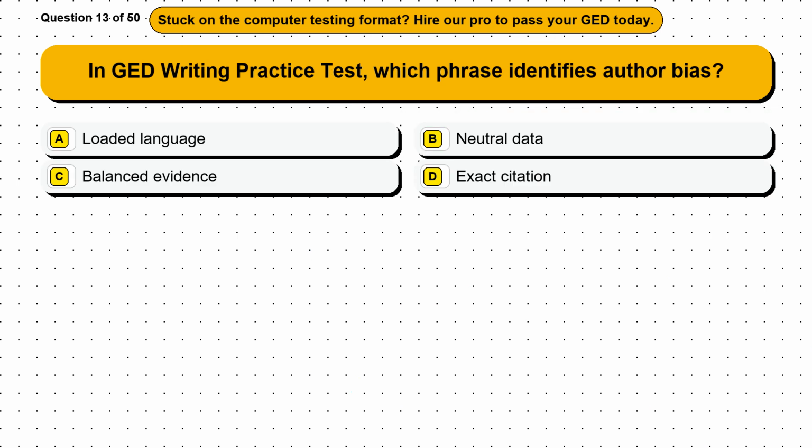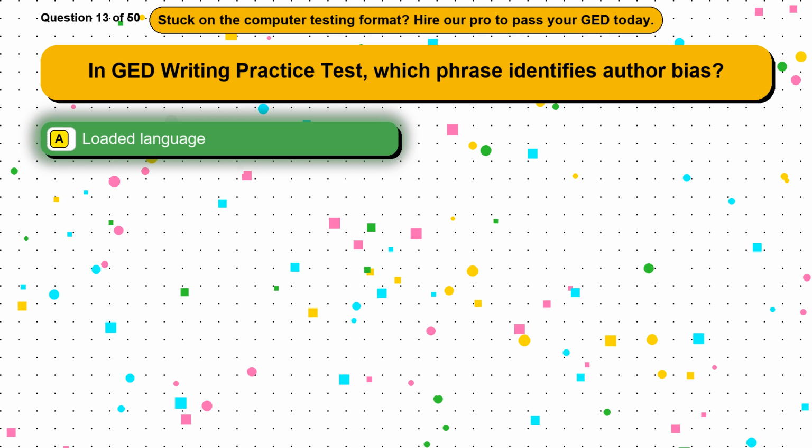Question 13. In GED Writing Practice Test, which phrase identifies author bias? Option A loaded language. Option B neutral data. Option C balanced evidence. Option D exact citation. The correct answer is option A, loaded language.